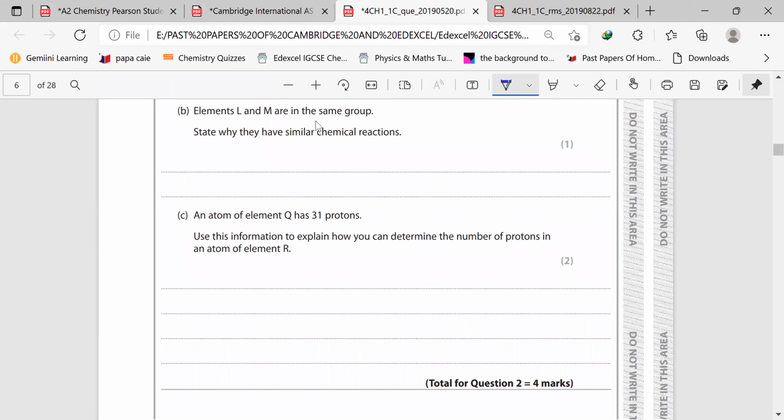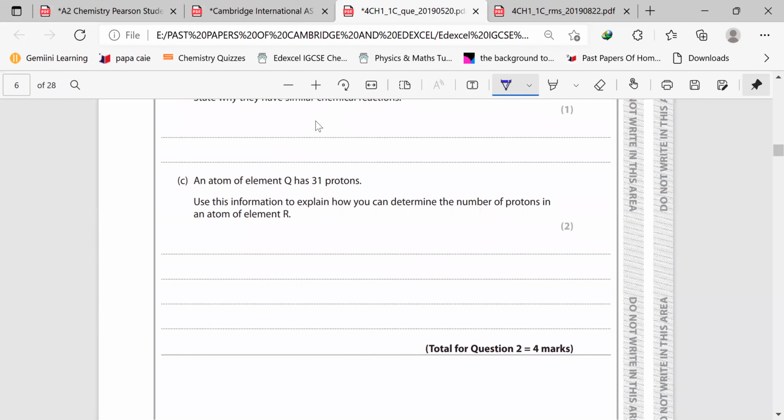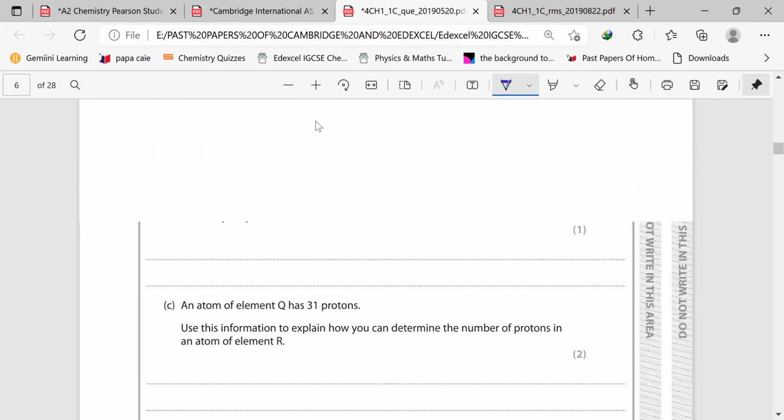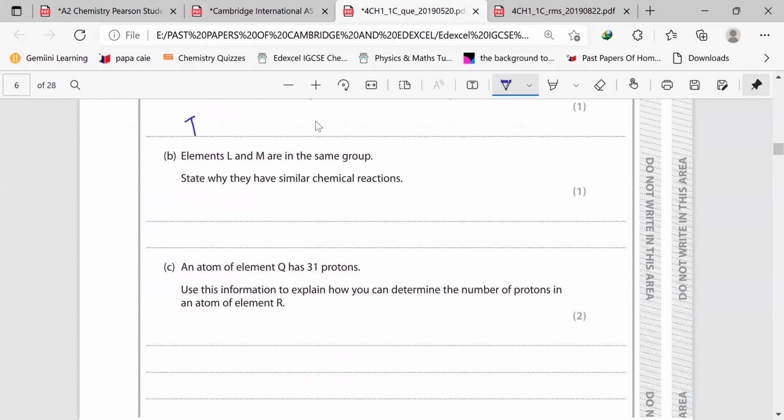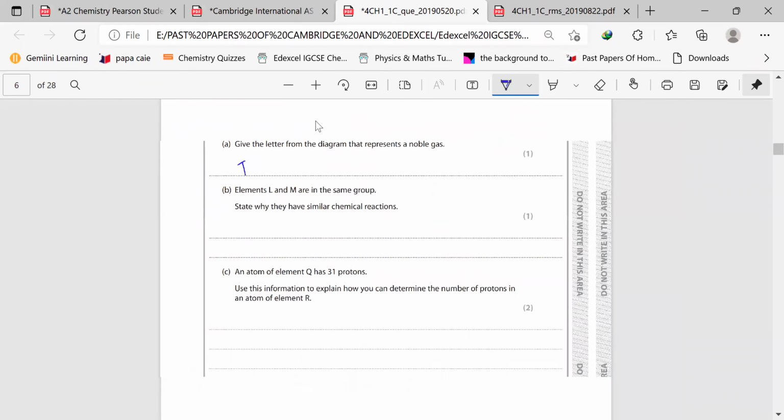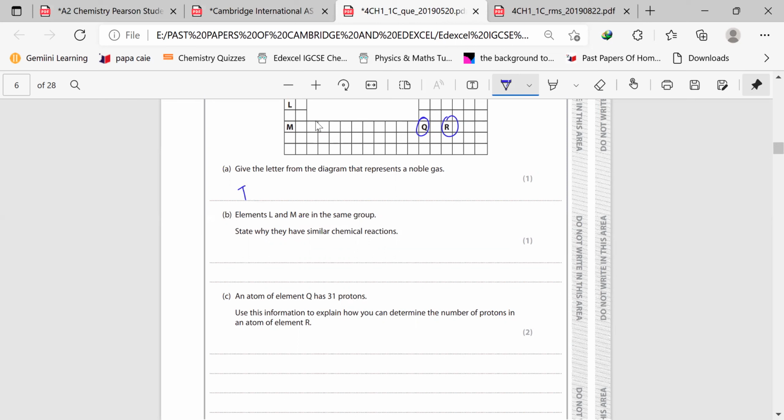Right. Next point. An atom of element Q has 31 protons. Use this information to explain how you can determine the number of protons in an atom of element R. Q and R, right? This is Q and this is R. So now see.